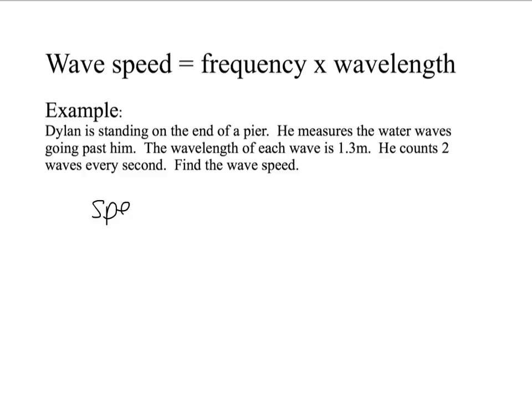So to find the wave speed, we need to multiply the frequency by the wavelength. We're told that there are 2 waves going past every second. This means that the frequency is 2. The wavelength, we're told, is 1.3 meters. So working that out gives us 2.6 meters per second.